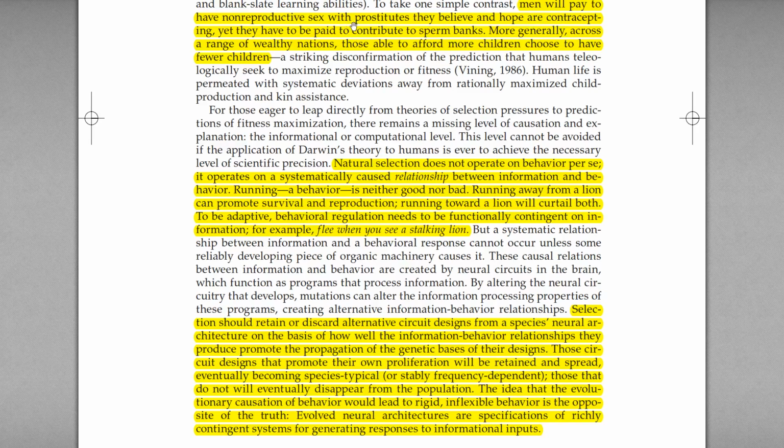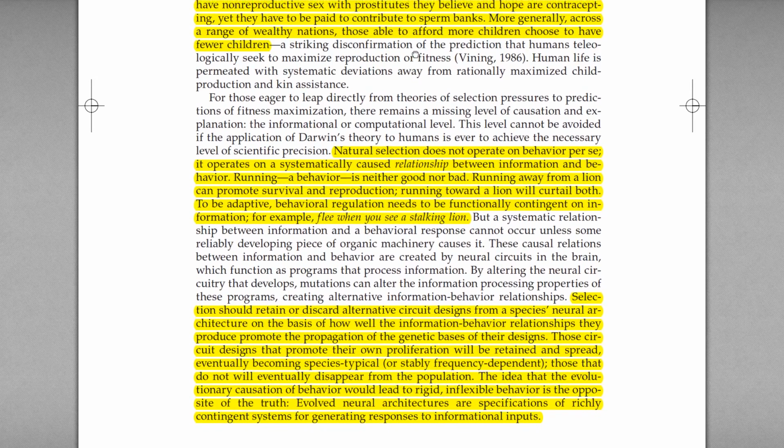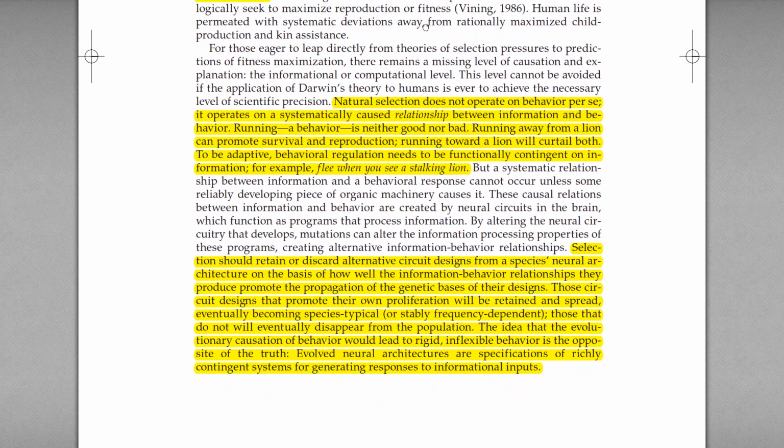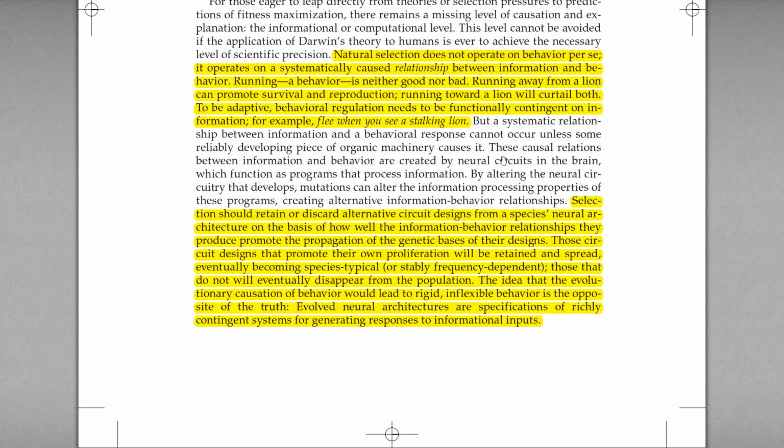Like they say here, men will pay for non-protective sex with prostitutes. So why is that? Because that doesn't make sense. They don't reproduce here, or they get paid to contribute to sperm banks, right? So if you're just trying to reproduce, why wouldn't you pay the sperm banks? So that's again because these mechanisms you have in your brain are not created to maximize fitness in all possible scenarios. And here, in rich countries, we get fewer children, not more children. Again, why do millionaires not just get 100 children?